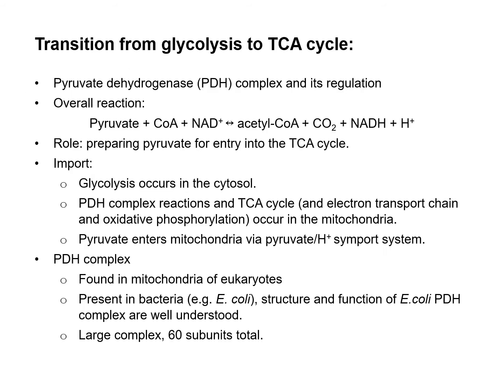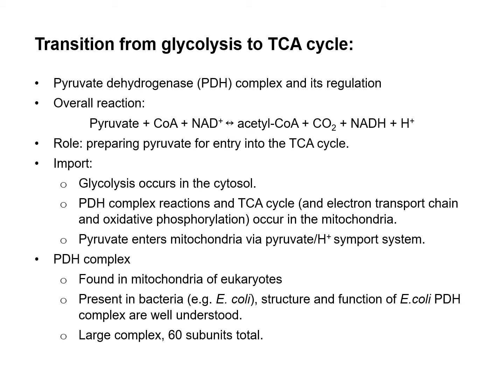But the pyruvate molecules from glycolysis don't simply get into the TCA cycle; they have to go through a transition process. That is done by the enzyme called pyruvate dehydrogenase, or the PDH complex, and its regulation. So the overall reaction for this transition from glycolysis to the TCA cycle would be pyruvate plus coenzyme A plus NAD plus produces acetyl-CoA, carbon dioxide, NADH, and the hydrogen cation. Its role is to prepare pyruvate for entry into the TCA cycle.